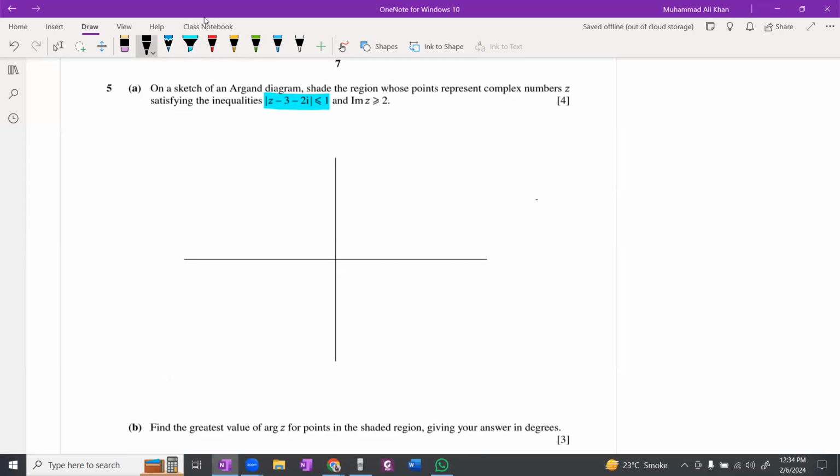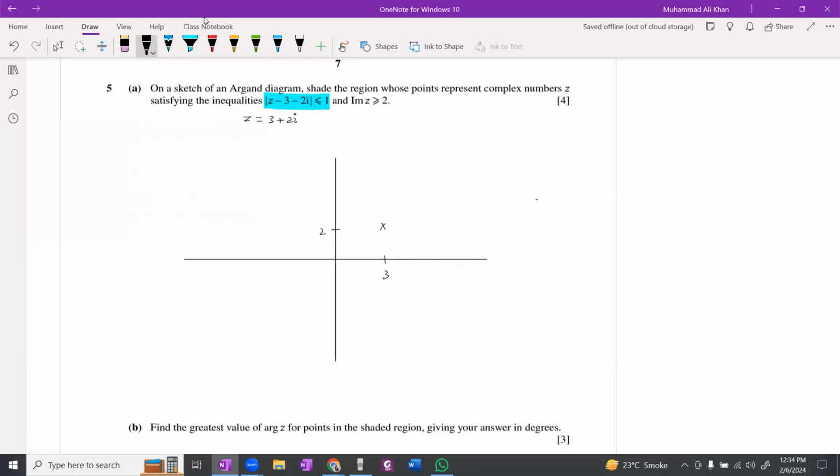How can we calculate the center of the circle? Equate z minus 3 minus 2 iota with 0. So what is the value of z? z minus 3 minus 2 iota equals 0. So z equals 3 plus 2 iota. So this will be the center of the circle. Here it is 3 and here it is 2. This will be the center of the circle and we have to make a circle of radius 1.